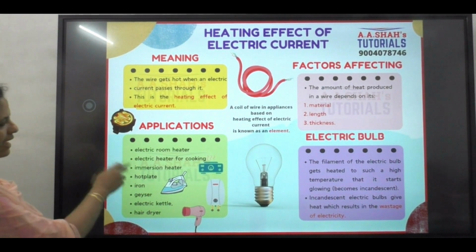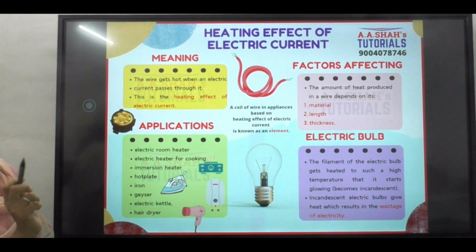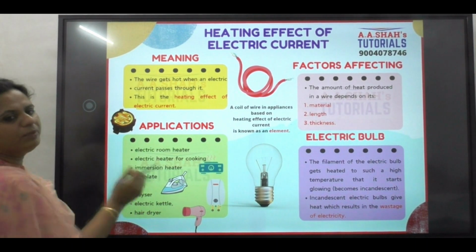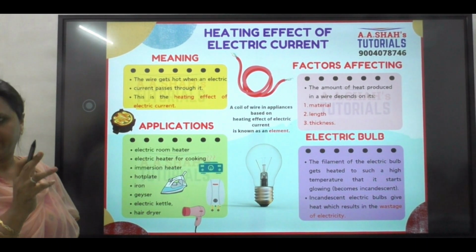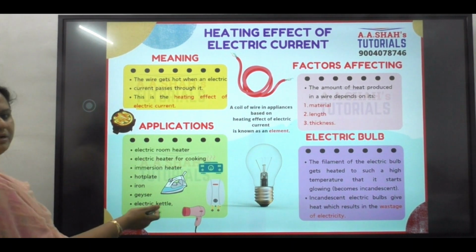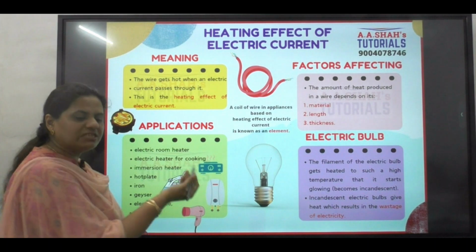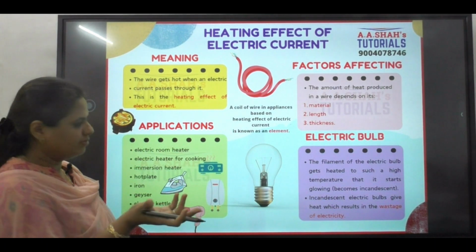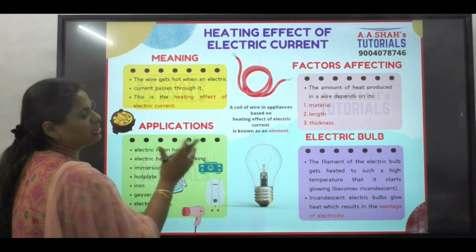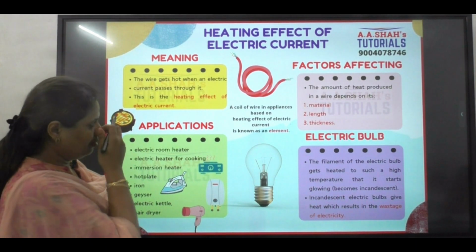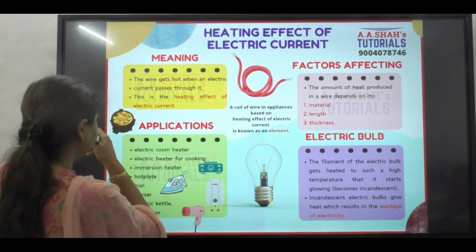So these are the devices you can see which work on the heating effect of electric current, where you need hot air to be thrown out, like a hair dryer, a geyser which makes the water hot, an electric kettle which makes water hot or makes tea. So all these are applications of the heating effect of electric current, not the electric bulb, right?